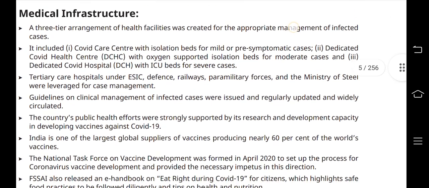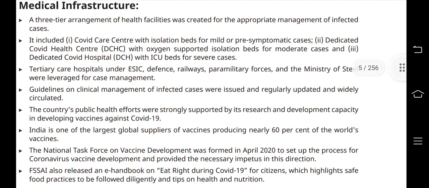Medical infrastructure. A three-tier arrangement of health facilities was created for the appropriate management of infected cases. It included, first, COVID Care Centers with isolation beds for mild or pre-symptomatic cases. Second, Dedicated COVID Health Centers (DCHC) with oxygen-supported isolation beds for moderate cases. And third, Dedicated COVID Hospitals (DCH) with ICU beds for severe cases.